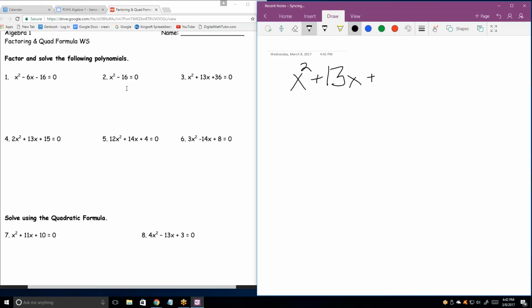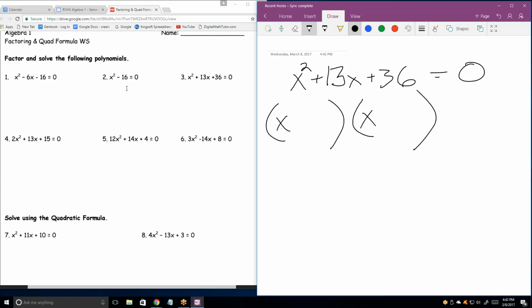Do this one step by step. So we're going to have the x's, and both sides are going to be plus. And it's going to be factors of what? That do what? 36, but add 13. Okay. And there's 6, 7. 6 times 7 is not 36. They have to multiply to 36. In other words, it has to be factors of 36.